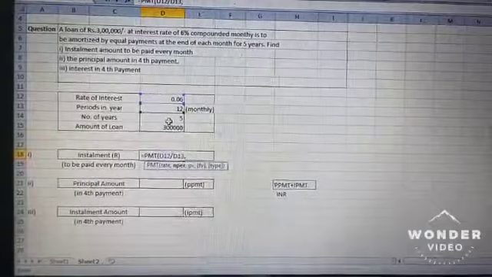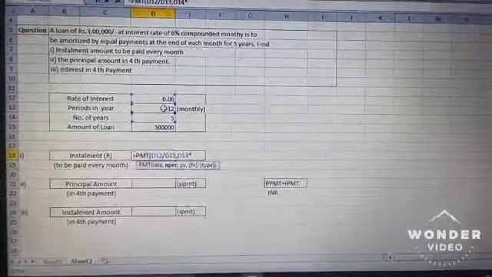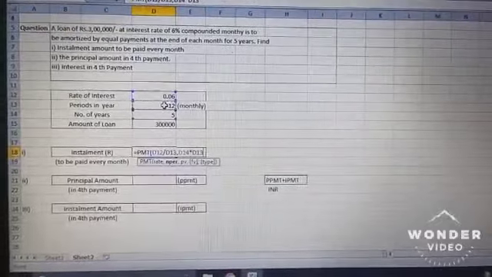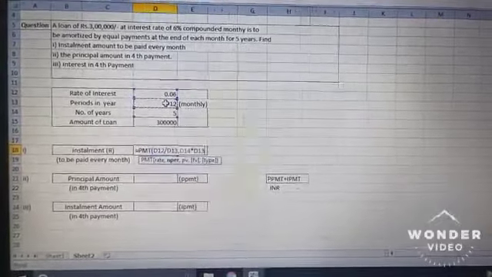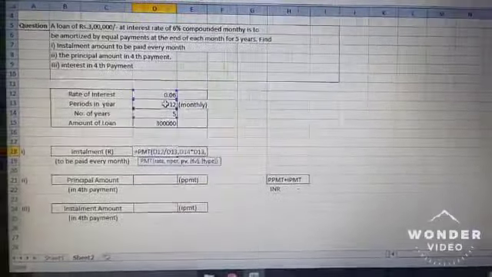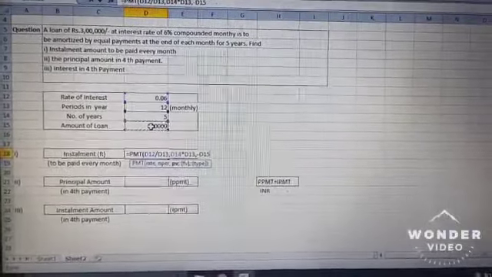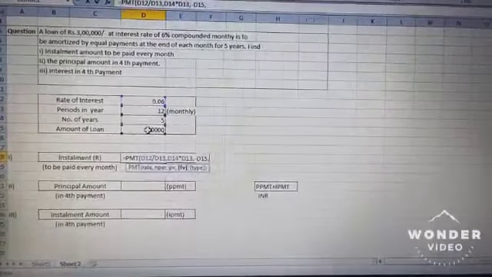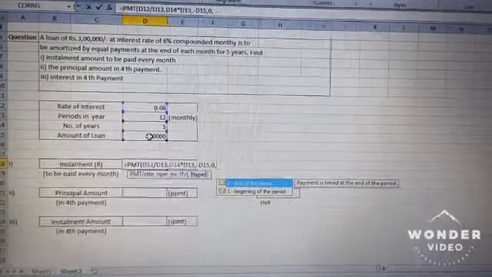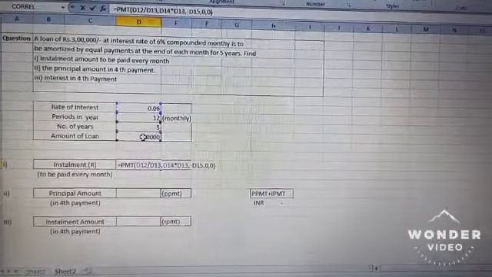N per, 5 into 12. The number of years is 5 and it is compounded monthly, so 5 into 12, the number of periods or number of payments, is 60. Then PV is minus 3 lakh. Again, you can leave the rest as it is because future value is 0 and nothing is given, so it is end of the period. So both are 0. We'll close the bracket and press enter.